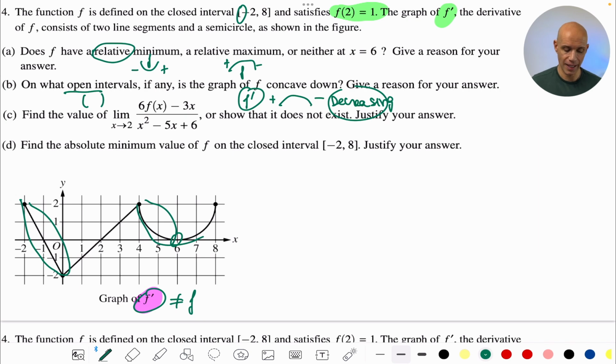Then finally, find the absolute minimum. This is long and tricky. The absolute minimum is not the relative one. It must be absolute, so it must be the lowest. Or if it were the absolute maximum, the highest, the greatest value.